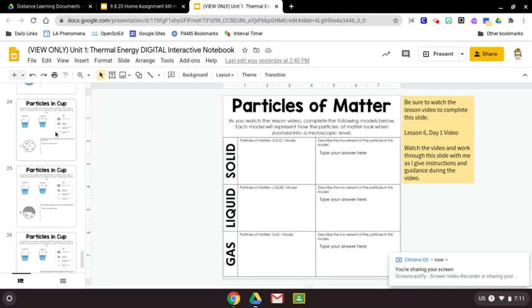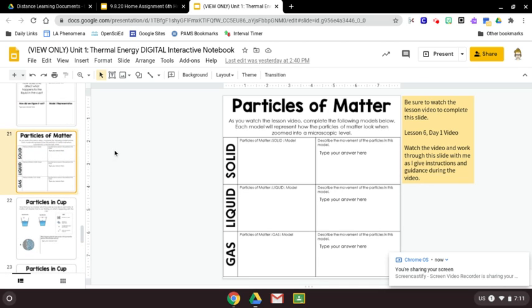All right, so 21. This is going to be the important part. As you watch this video, I want you to complete the following models below. Each model will represent how the particles of matter look when zoomed into a microscopic level. So as you can see, we have a chart. We have three different states of matter: solid, liquid, and a gas. The particles all look a little different in a solid, liquid, and a gas. And then it says describe the movement of the particles in this model.